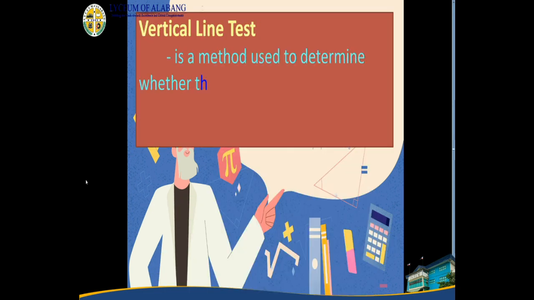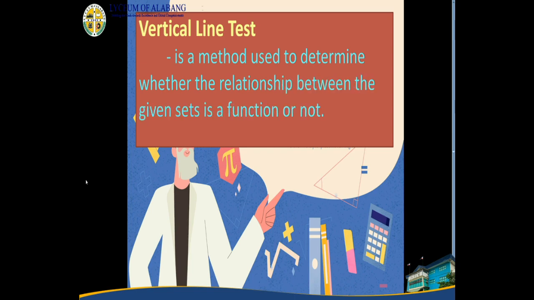Vertical line test is a method used to determine whether the relationship between the given sets is a function or not. The vertical line test supports the definition of a function. That is, every x value of a function must be paired to a single y value.